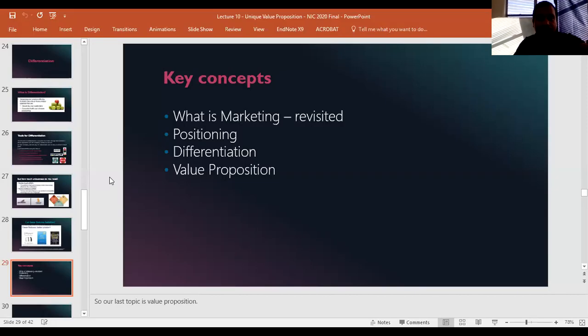Okay, so let's start with the very important concept for today's discussion, that is value proposition. The value proposition is the last topic for today's discussion.